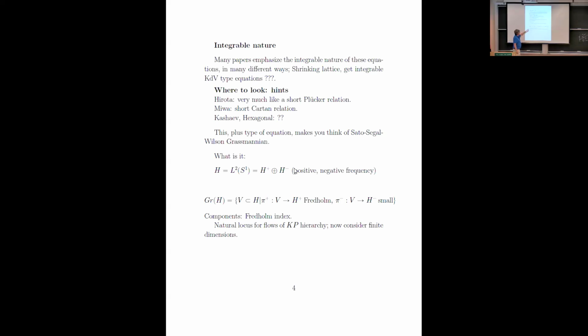And the point is that there's a Fredholm index to this, and the Fredholm index is what gives you a sort of virtual dimension on the set of planes. So there's an integer there of classes. So it's in fact a natural locus for flows of the KP hierarchy, so an infinite number of differential equations. But I want to consider finite dimensions first, because there's some interesting questions. They're supposedly Plücker relations, but you're not getting all Plücker relations.